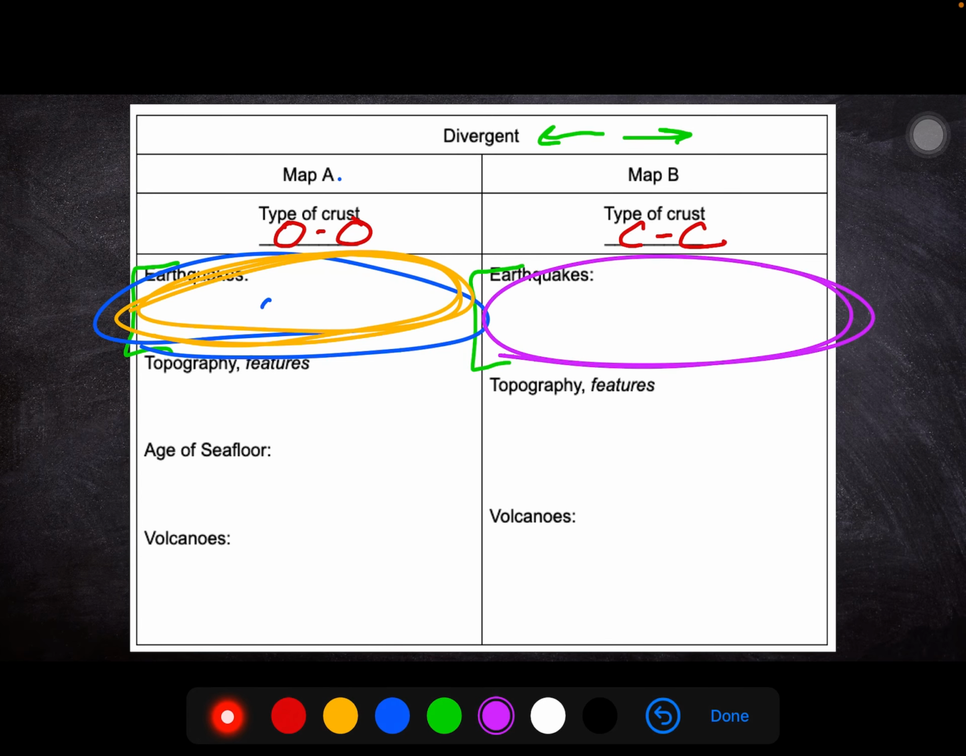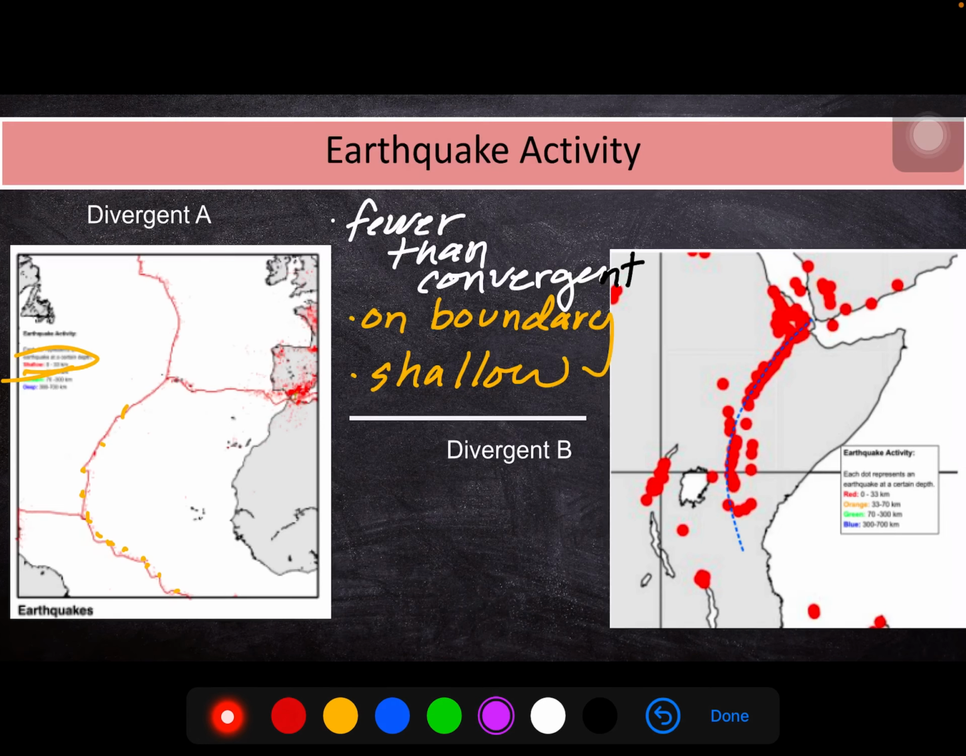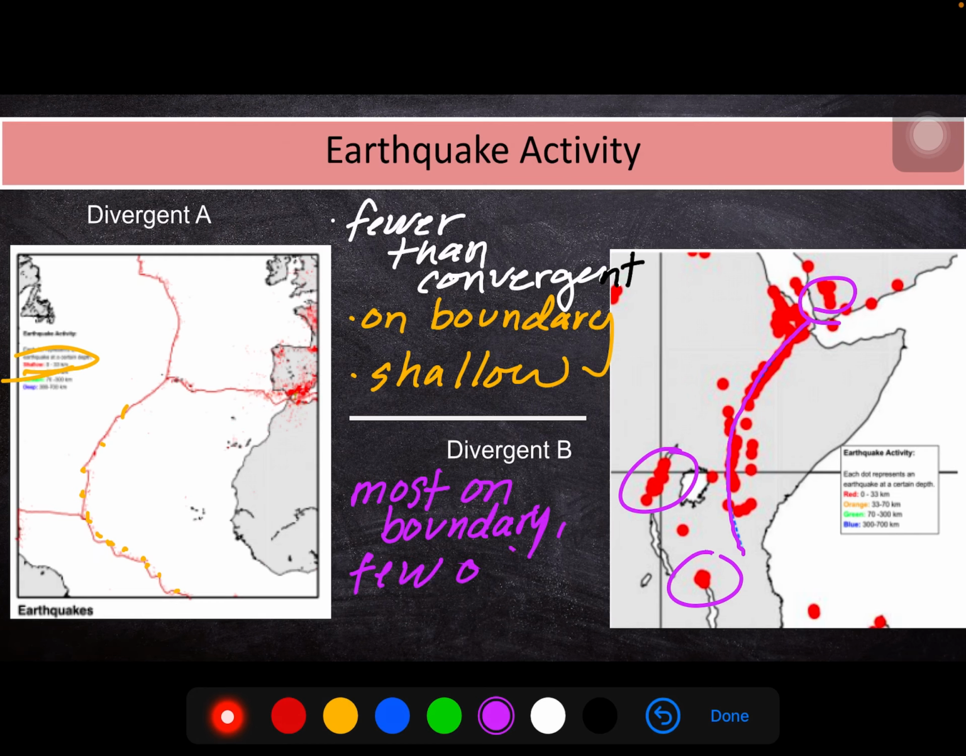Let's go ahead and move on to map B, earthquakes. We do see a few more happening at this location, but we do see quite a few of them happening on the boundary. So we are going to make a note. Most are on the boundary, but we do have a few occasional ones off and scattered around. In terms of depth, again, red is the main color, telling us the earthquakes here are shallow.